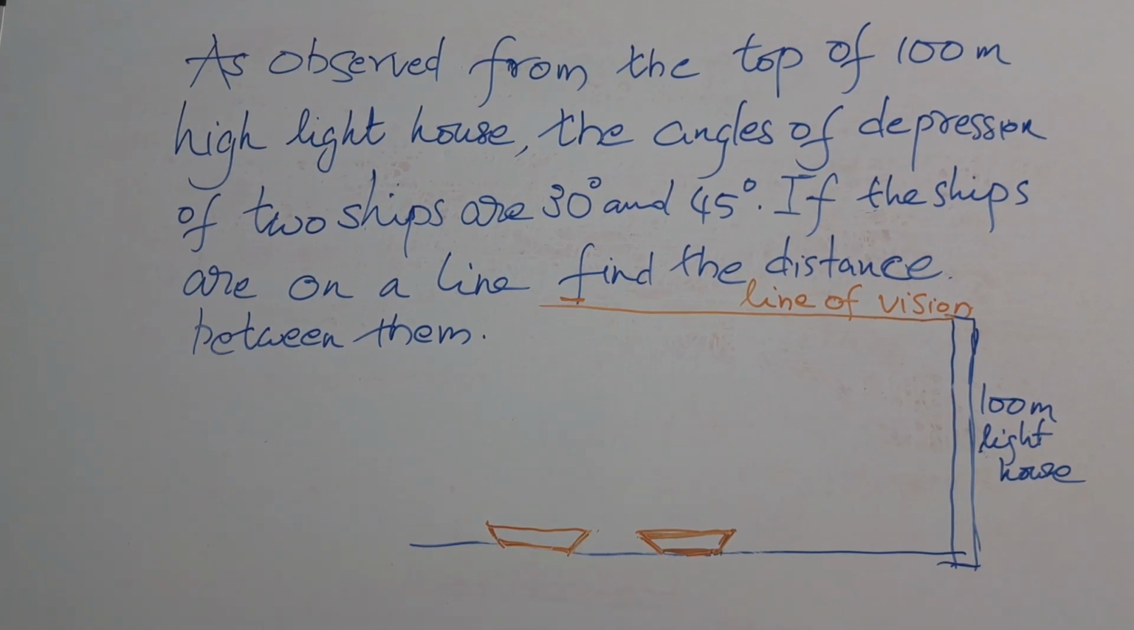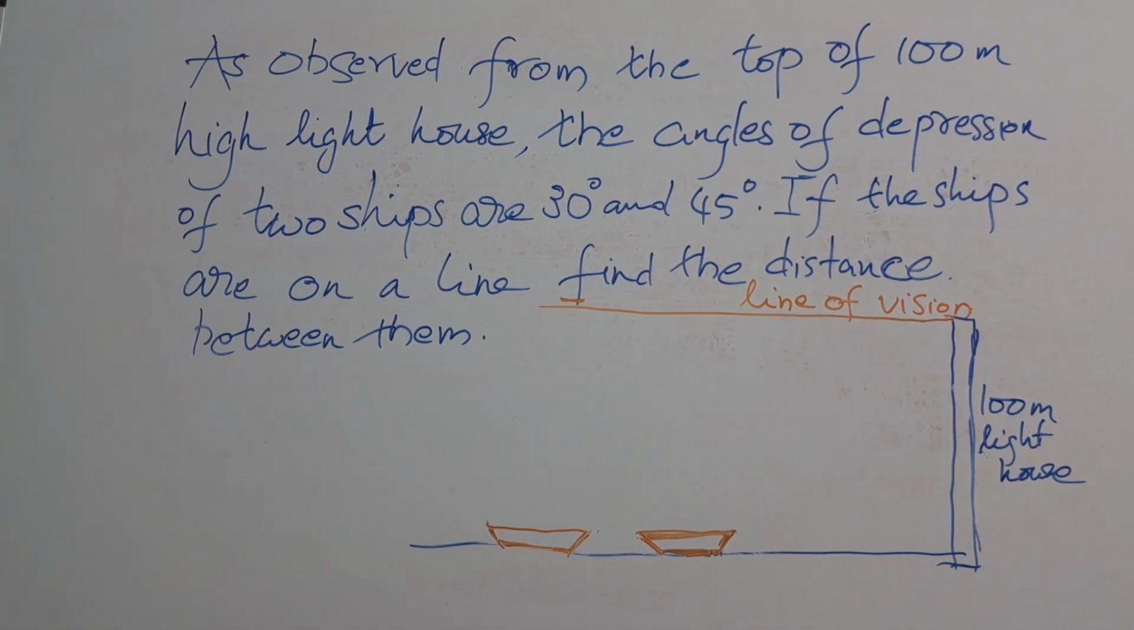Let's answer this question. As observed from the top of a 100-meter high lighthouse, the angles of depression of two ships are 30 degrees and 45 degrees. If the ships are on a line, find the distance between them.